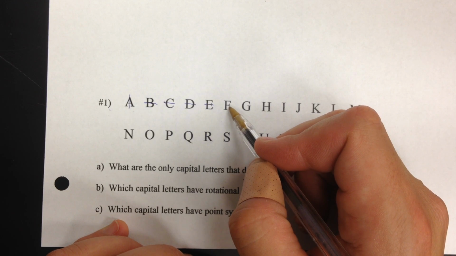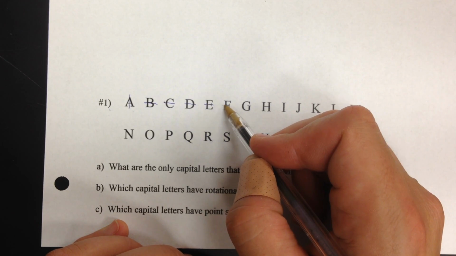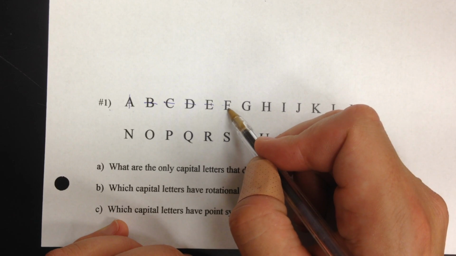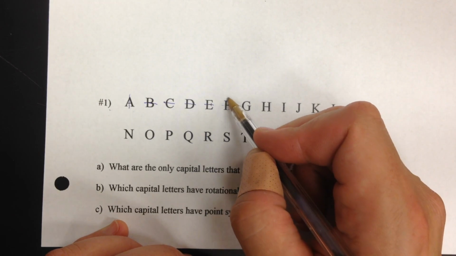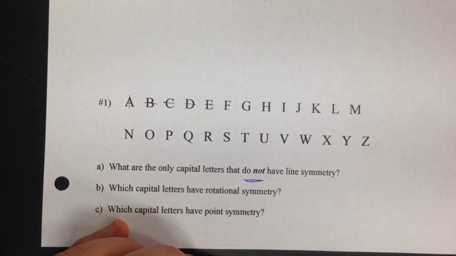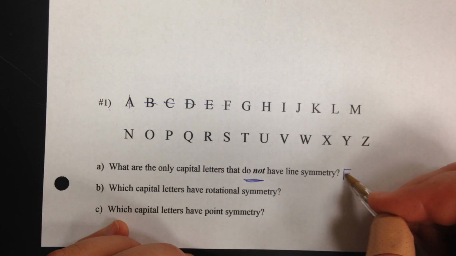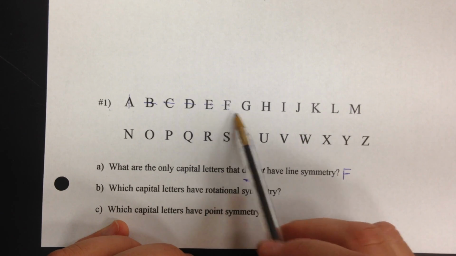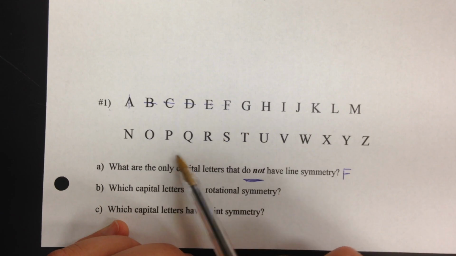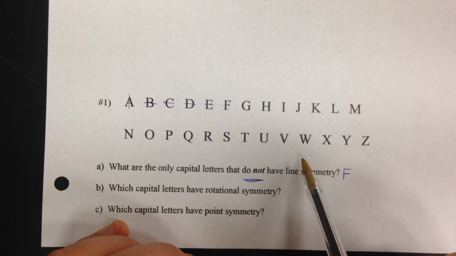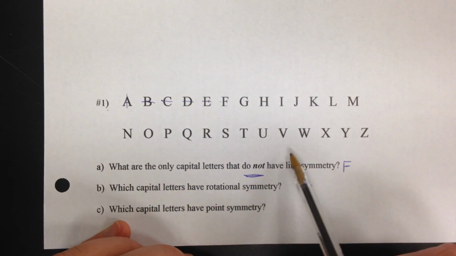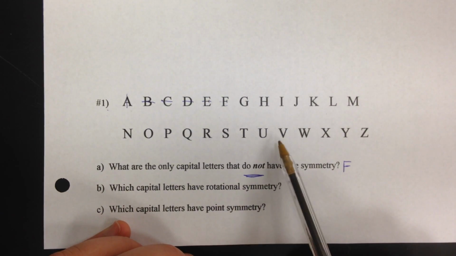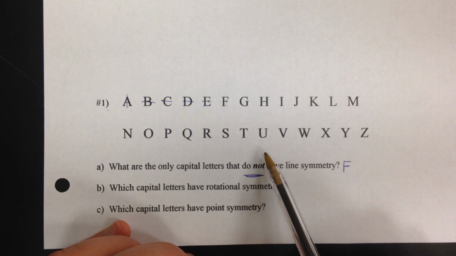Now an F, though, I can't fold it top to bottom because there's nothing here to fold on, and I can't fold it up and down. So F is not going to work. So F does not have line symmetry. So go ahead and pause this. Go through and see which ones you think are not going to have line symmetry, and then call it back up here and see if you agree with me.